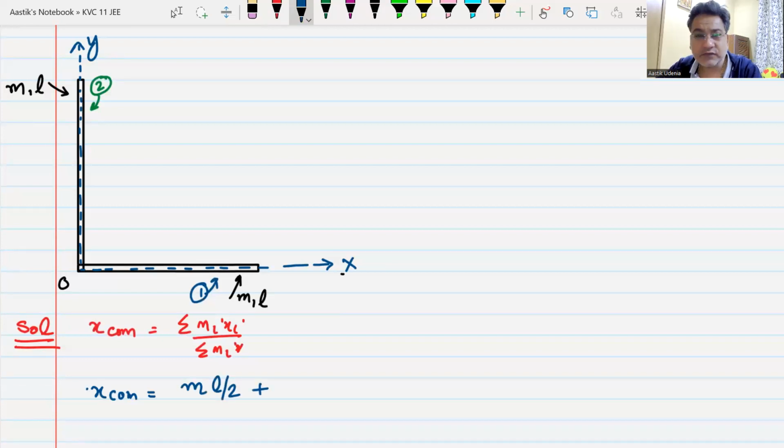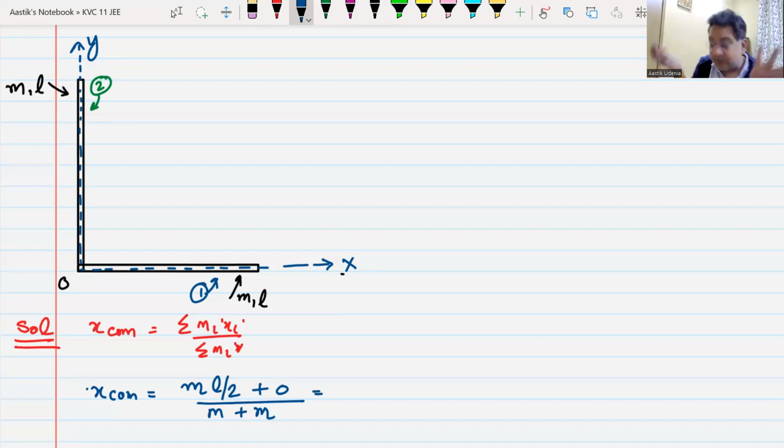Where is the x coordinate of center of mass of the second rod? It lies on this line, at 0. So 0, divided by m plus m. That was the answer. How hard was it to do it.